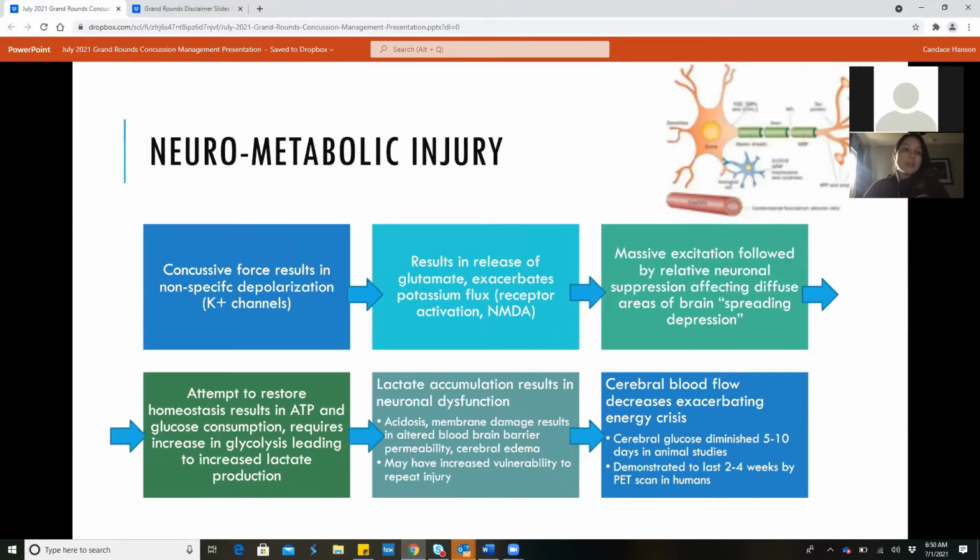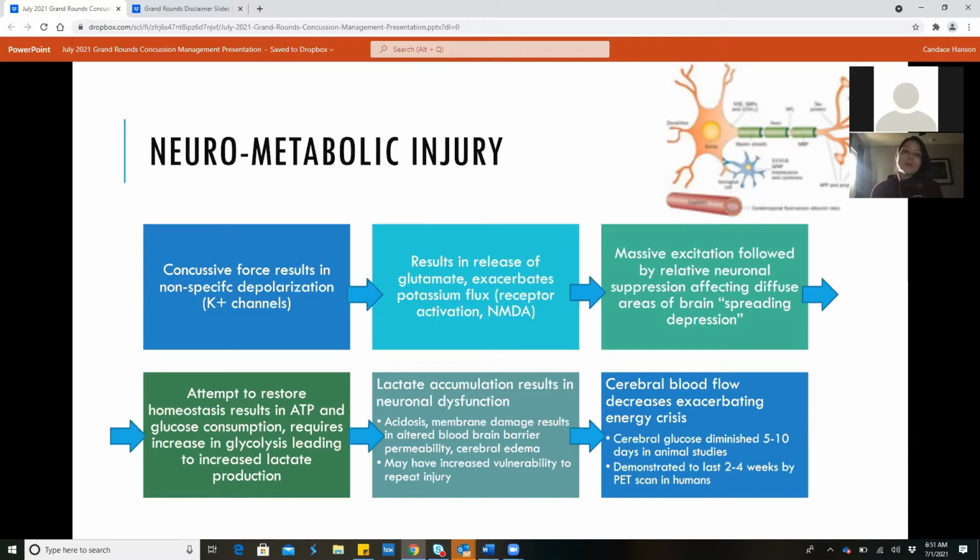In an attempt to restore homeostasis, we use extra ATP and glucose, and this requires increased glycolysis, leading to increased production of lactate. Lactate accumulation results in neuronal dysfunction, which can be acidosis, resulting in membrane damage and altered blood-brain barrier permeability, which is the theory of how cerebral edema occurs and may have increased vulnerability to repeat injury, which is what is second impact syndrome. And then cerebral blood flow decreases in this setting, which exacerbates the energy crisis because, of course, we have less inflow of those building blocks.